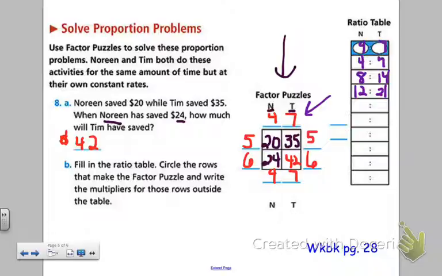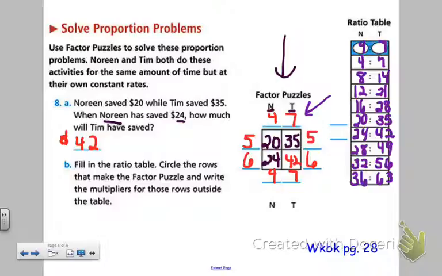So let's keep going here. 12, 16, 20, 24, 28, 32, 36, and for Tim we have 28, 35, 42, 49, 56, and 63.